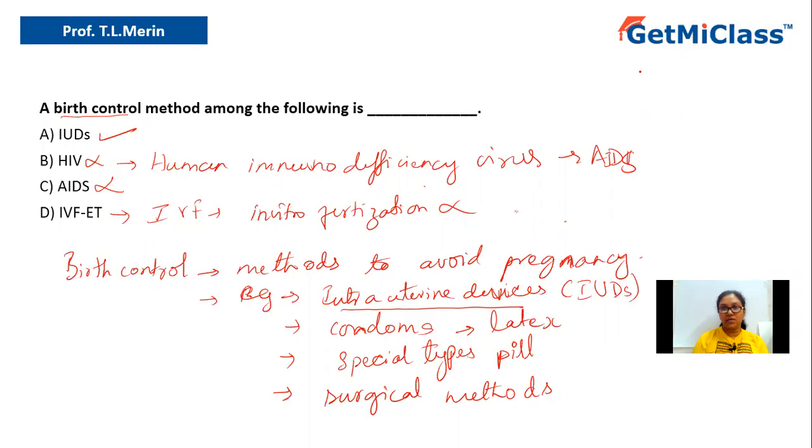Hence, the correct option is option A. So let us conclude the answer. The answer is option A, that is IUDs, intrauterine devices.